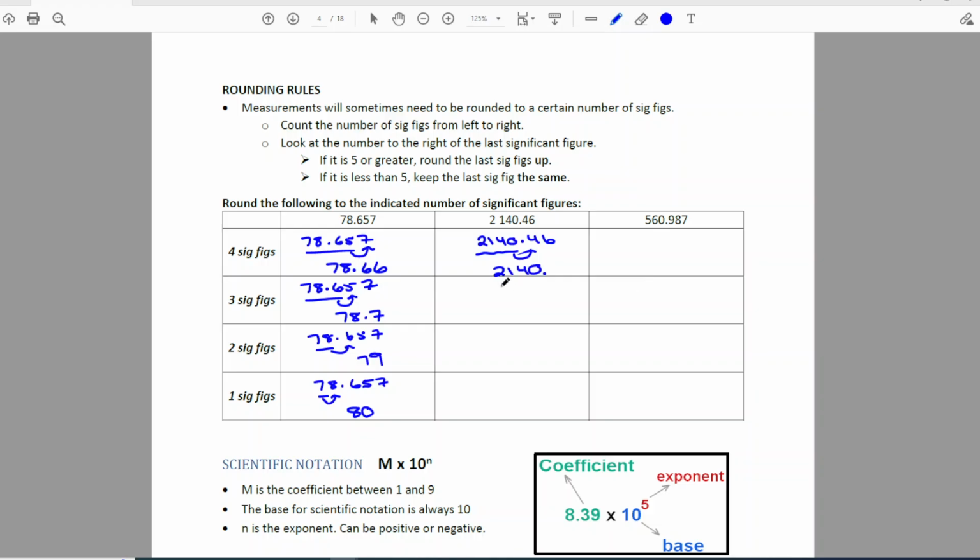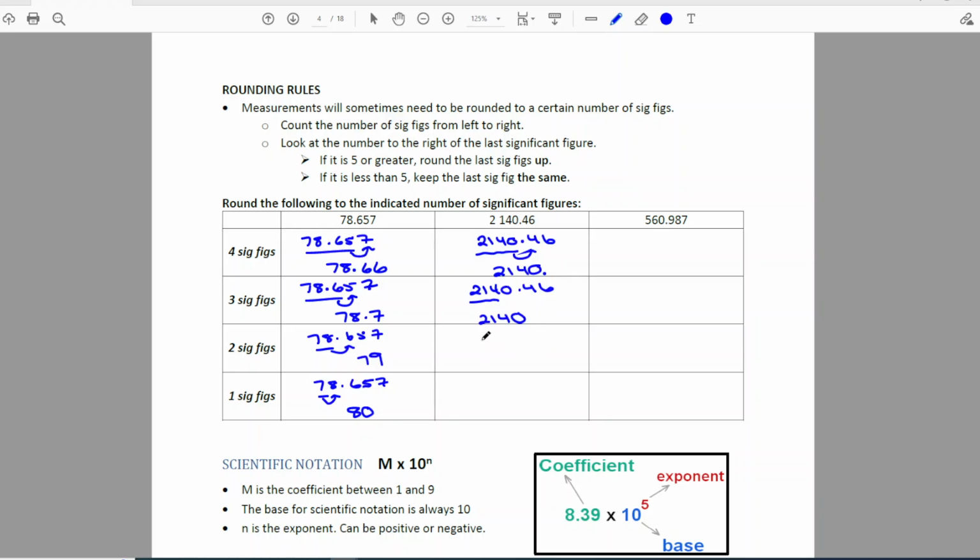Okay. This next one, we're going to go to 3 sig figs. So 2140.46. My 4s always turn into 9s. I'm going to round this one to 3 sig figs. So I've got 214. But again, I need that 0 as a placeholder, but this is 3 sig figs. So the one before I put the decimal place there, this one I don't put the decimal place here. 4 sig figs, 3 sig figs.